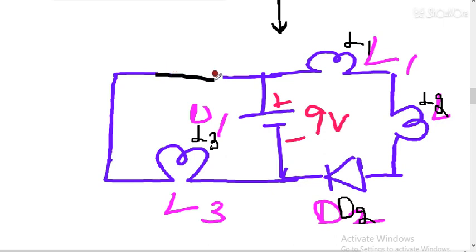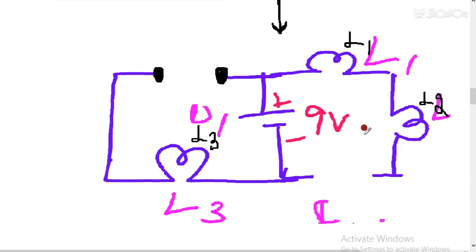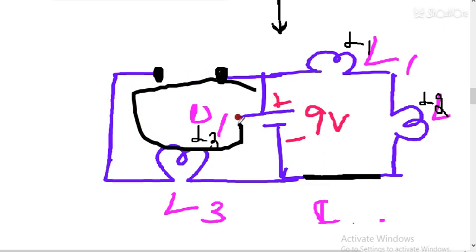So this was an open switch. Wait, students, control Y. Here it is. This diode was acting as an open switch, so it will act like this one, and this will act as a closed switch. So this will be like this one. So students, here are two loops. One loop is this one, and the other loop is this one.